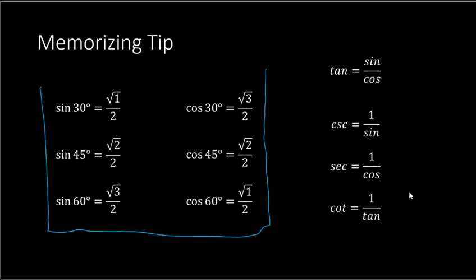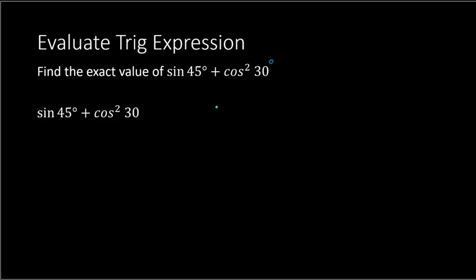So again, it's going to be helpful to have these memorized because, for example, you might have something like this where you're told to evaluate a trig expression. Here we're trying to find the exact value of the sine of 45 degrees plus cosine squared of 30 degrees. And there should be a degree symbol right here. So assuming we have these memorized, we can just basically plug in numbers.